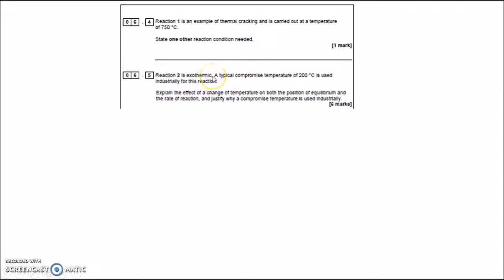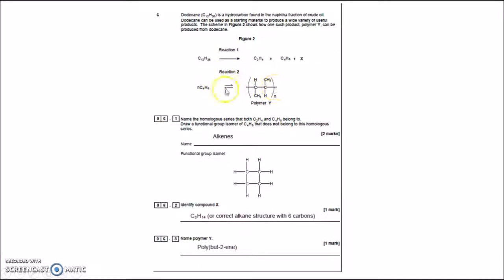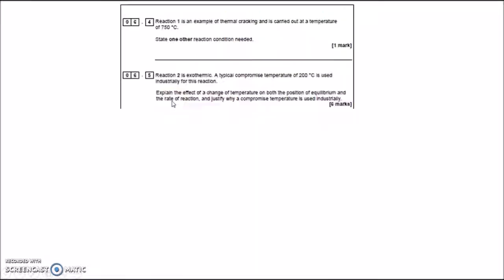Reaction 2 is exothermic. So this reaction here is exothermic. It gives out heat. When I say it's exothermic, it gives out heat when I turn the left-hand reactants into the right-hand products. It gives out heat from left to right. So as it goes left to right, it's exothermic, going to give out heat. When it goes right to left, it's endothermic, it's going to take in heat. Exothermic that way, endothermic that way. A typical compromise temperature of 200 degrees C is used.